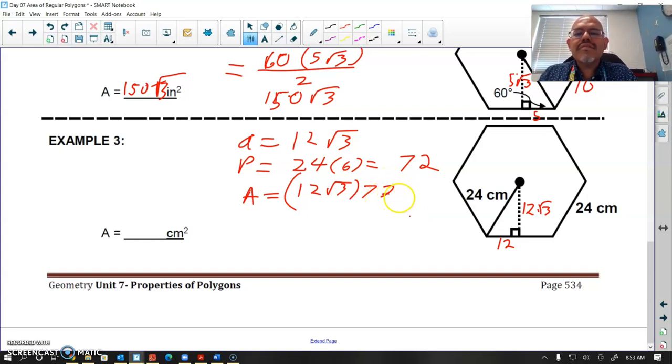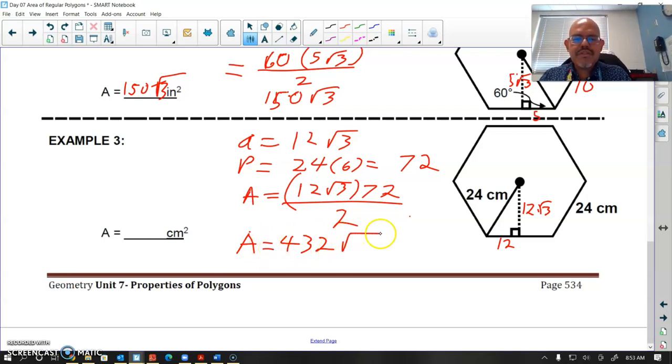Okay, so it's 72, and divide that by 2. So 12 times 72 divided by 2, that gives us 432. And remember, we leave the square root 3 out of the calculations, and that's going to be your exact answer: 432 square root 3.